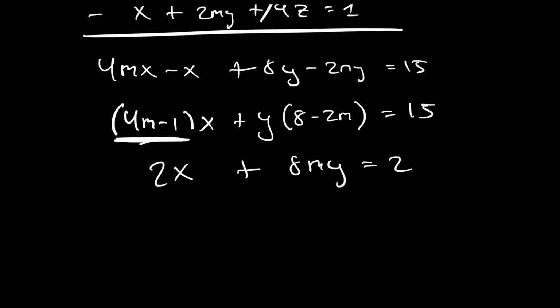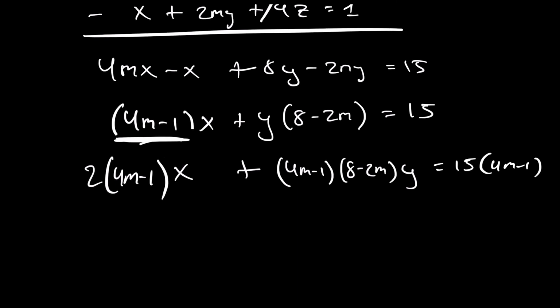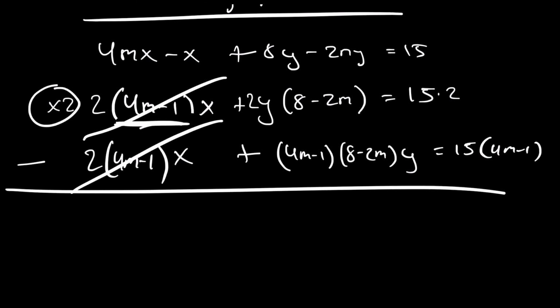So what we're going to have to do is times it by 2 times m minus a half. Sorry. Let's just times everything. 2 times the 4m minus 1. And we times everything by the 4m minus 1. And then we also have the 2m minus 1 minus 2m y equals 15. 4m minus 1. Times the top part by 2 because we want to get the same thing. 2 times 2. Now when we take away, these cancel out because they're the same thing.